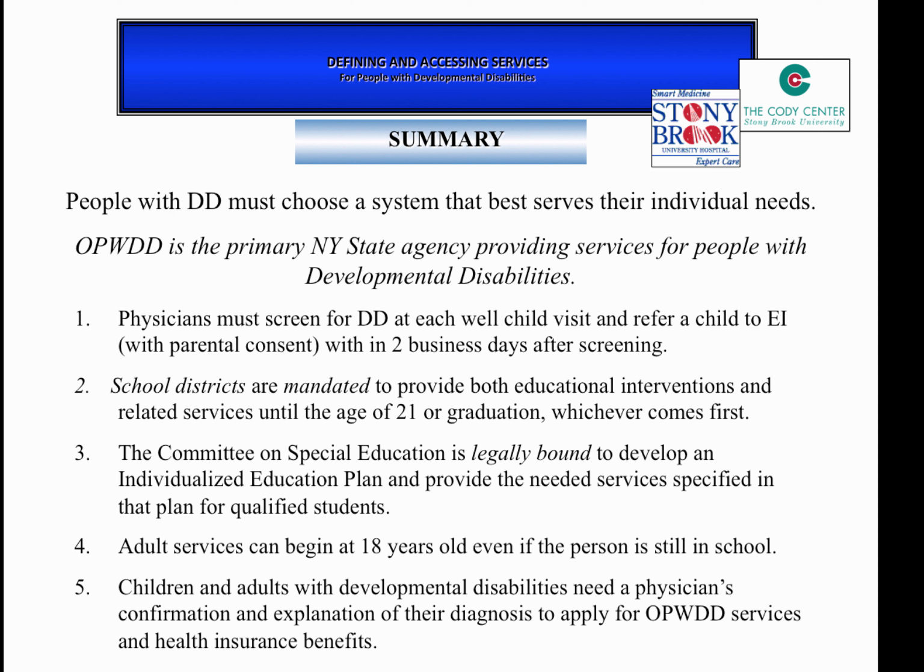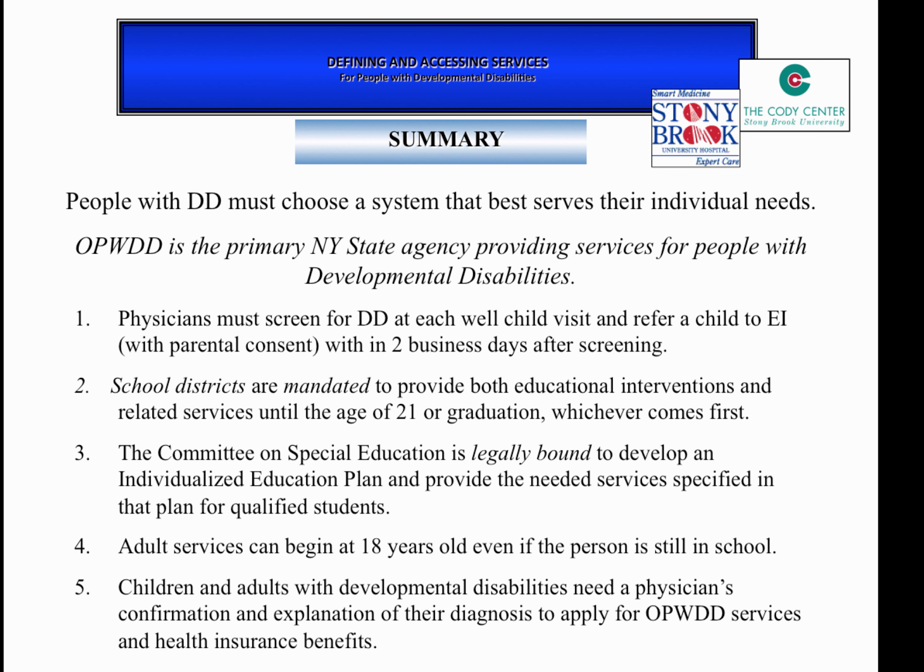To summarize, what I would say is very important is that people with developmental disabilities have to choose a system that best serves their individual needs. OPWDD is the primary New York State agency for providing services for people with developmental disability. And things to remember: physicians have to screen for DD at each well child visit and refer a child to EI with parental consent within 2 business days after screening. Also, school districts are mandated to provide both educational interventions and related services until the age of 21 or graduation, whichever comes first. Thirdly, the Committee on Special Education is legally bound to develop an individualized education plan and provide the needed services specified in that plan for qualified students.